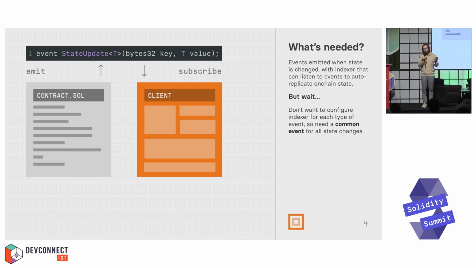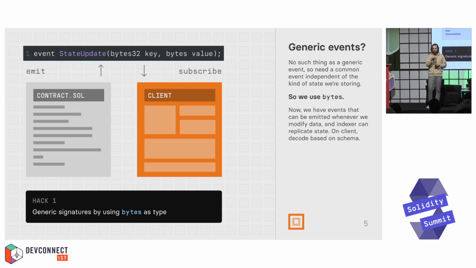So ideally what we would want to have is an event that is essentially the same event for every state update. Something that includes the key of the thing that gets updated and the new value of the thing that gets updated. But the problem is the values have different types. It's not the same type, and you can't have an event with different types in your signature. So the way we got around this is by basically removing the types.